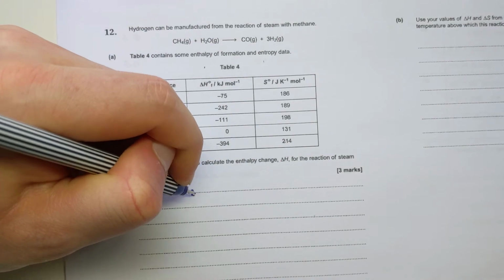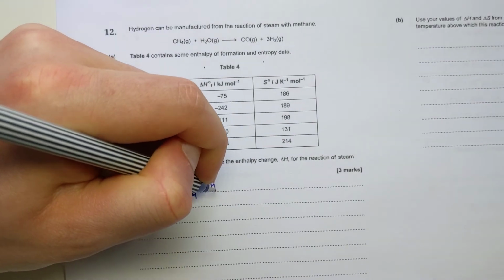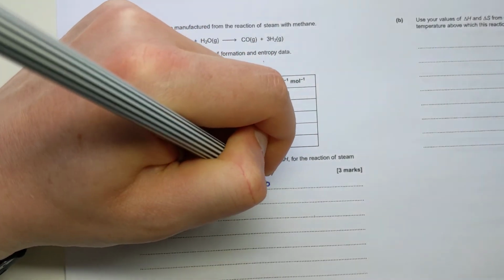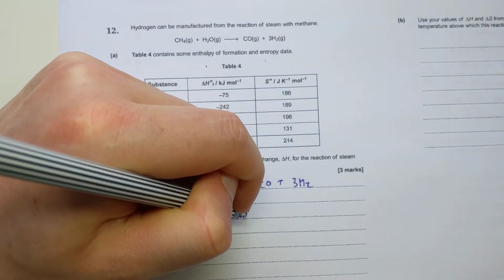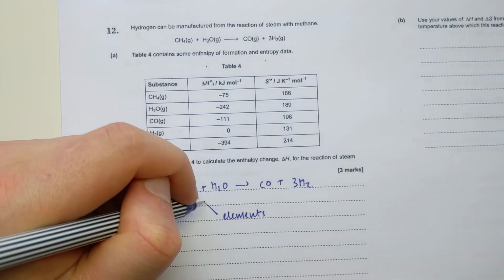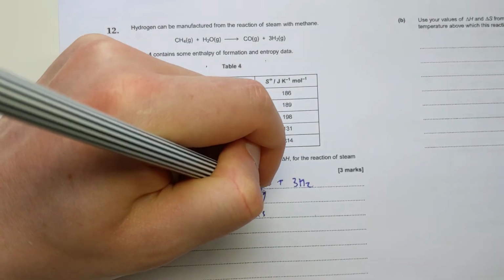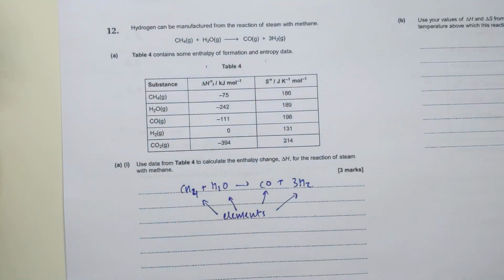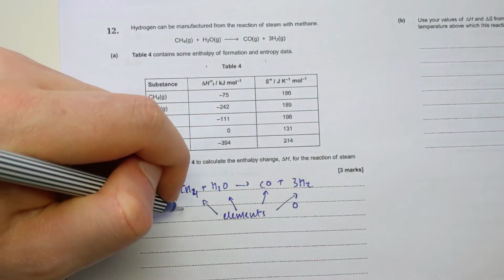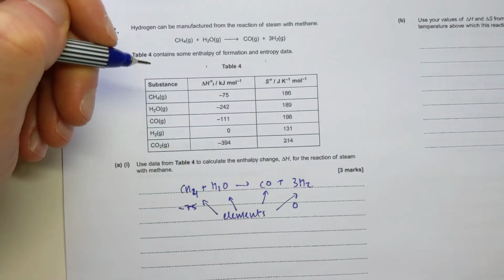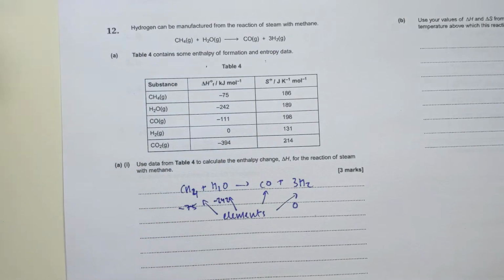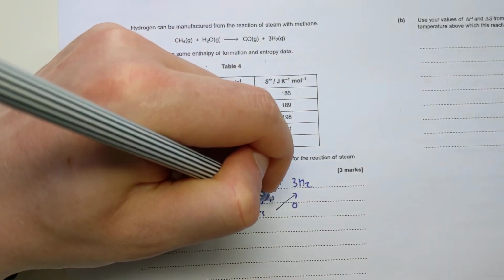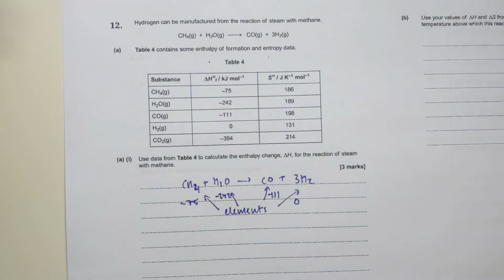So CH4 plus H2O goes to CO plus 3H2. We're going from elements up to compounds because this is formation data. We've got 3 compounds, 1 element, so obviously hydrogen doesn't get any values there. Methane, we've got 1 mole, it's minus 75. H2O, we've got 1 mole, it's minus 242. Carbon monoxide, minus 111. And then as we said, hydrogen is going to be 0.